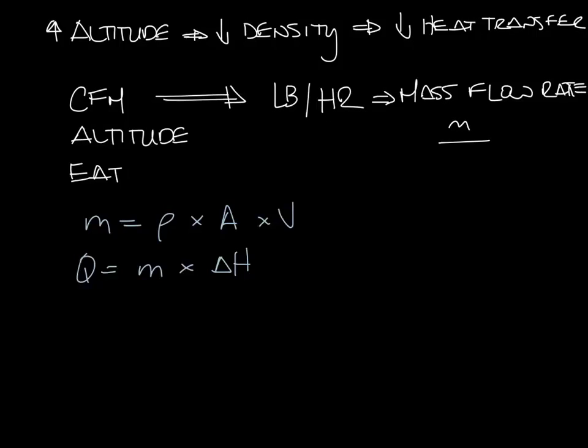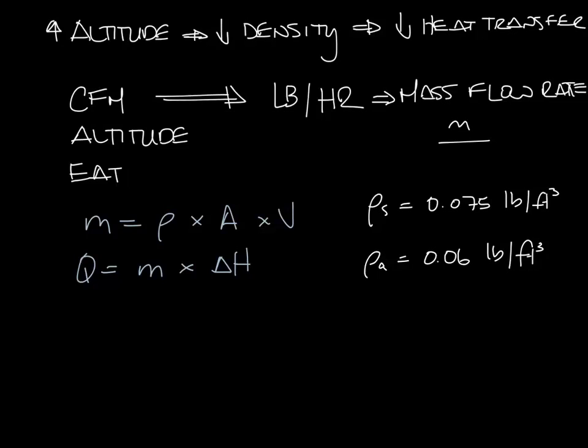So if you tell a selection program you have standard air, it's going to use sea level and 70 degrees Fahrenheit to get the density, which is 0.075 pounds per cubic foot. But let's also compare that to if you're at altitude where your density is 0.06 pounds per cubic foot. So let's put this in the equation here.